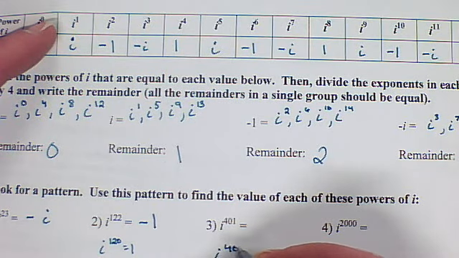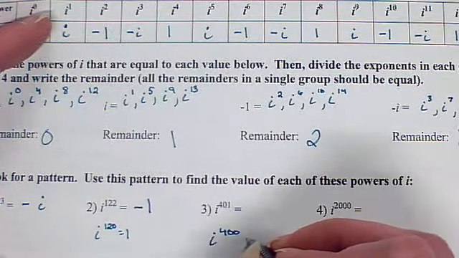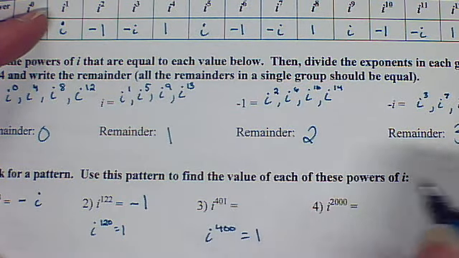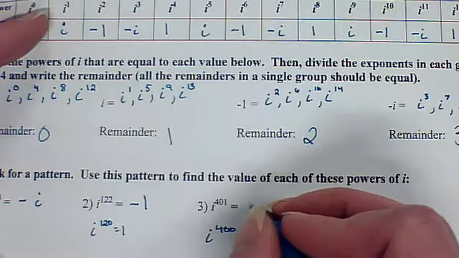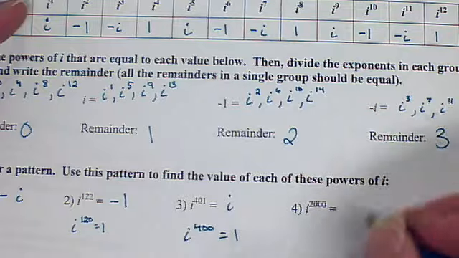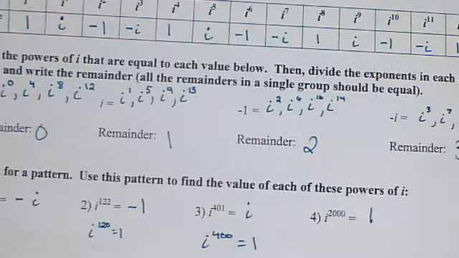i to the 401st: 400 is a multiple of 4, so that would mean I'd be at my starting point, 1. I'm going to move 1 spot from there, so think about if I went up. That's i. What about 2,000? Is that a multiple of 4? Sure is. We'll go straight to 1.